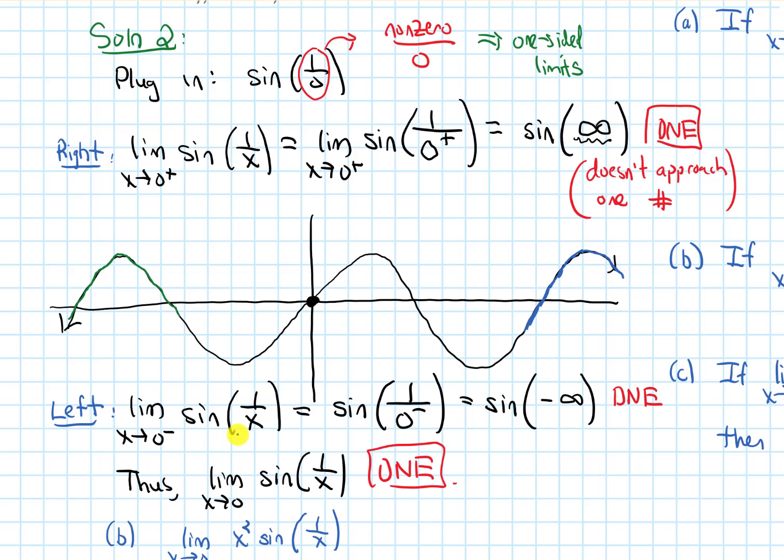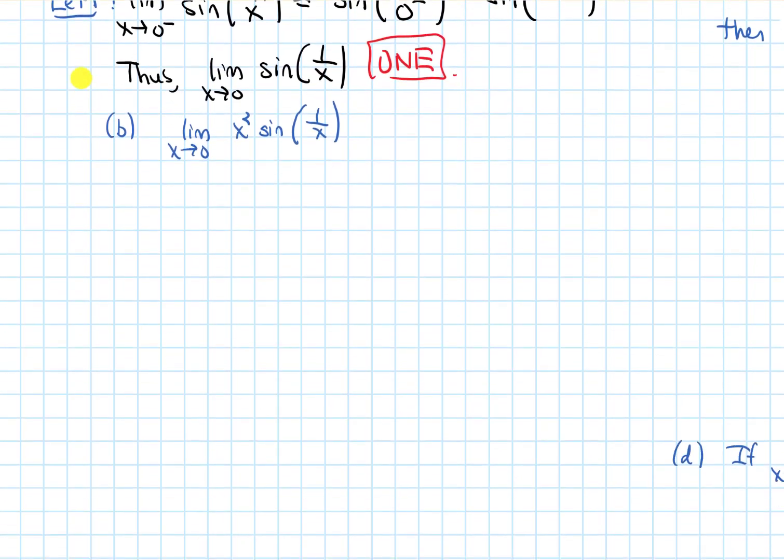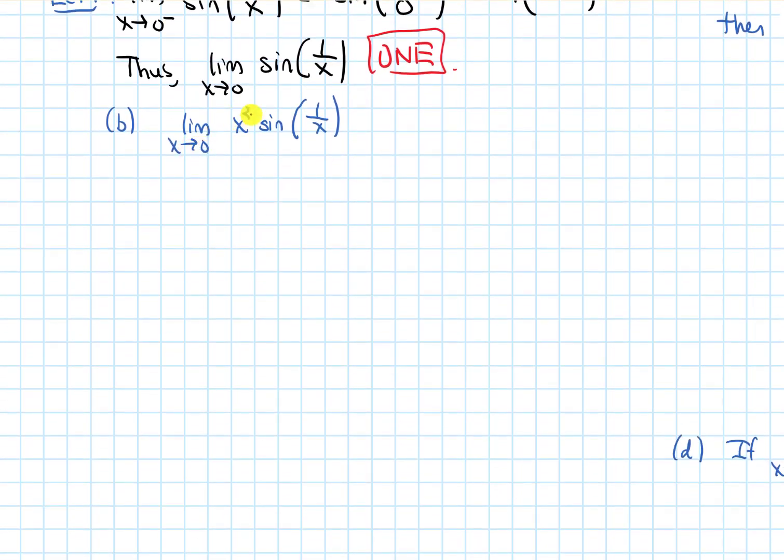All right, so that said, let's move on to part B. The limit as x approaches 0 of x squared times sine of 1 over x. So first, maybe let me plug in. If I do that, we get 0 times sine of 1 over 0. And 1 over 0, this is undefined. So you might be thinking, wait, 1 over 0, that looks like non-zero over 0. Could I do one-sided limits? Sure, I could. There's just going to be a more efficient way. And that is what I want to talk about.